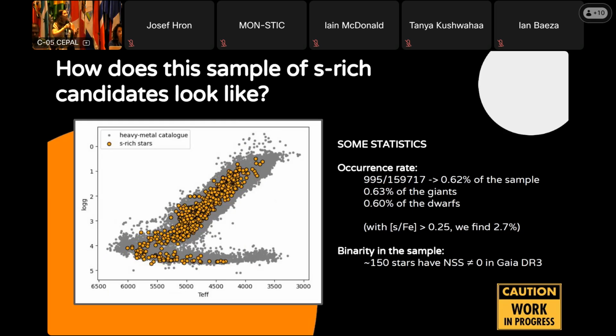Something else I found that I liked is that the occurrence rate is the same in the giant and in the main sequence phase, which I don't think agrees with what we've seen now. We know many more barium giants than barium dwarfs, but I've been saying for several years that that's just an observational bias against the dwarfs, and I was very happy to see that Gaia agrees with me, because the numbers are very similar. And then finally, binarity.